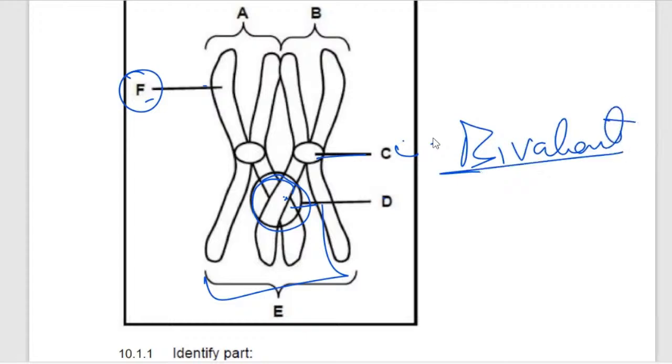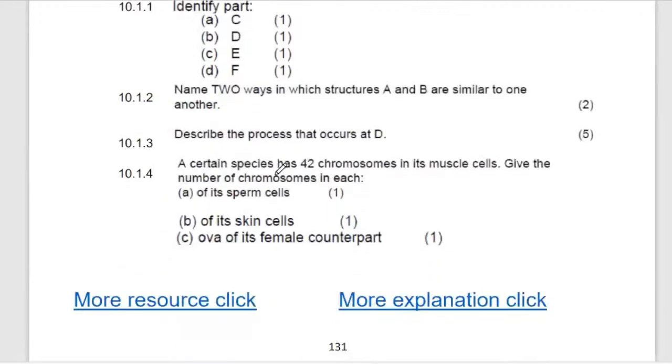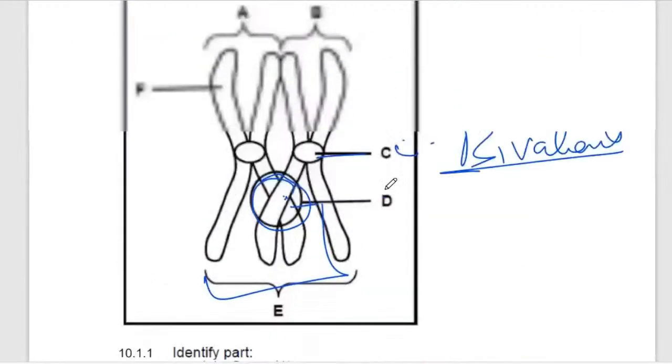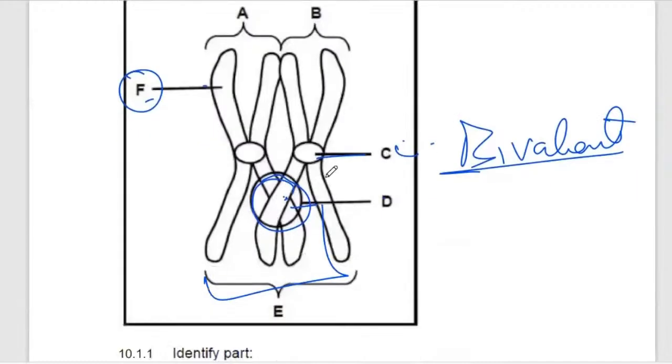Bivalent, ne? Someone might ask me the spelling. Yes. So identify, okay, we have done that. Name two ways in which structure A and B are similar. How are these two structures similar? They have the same size, ne? Same size and shape. Good.